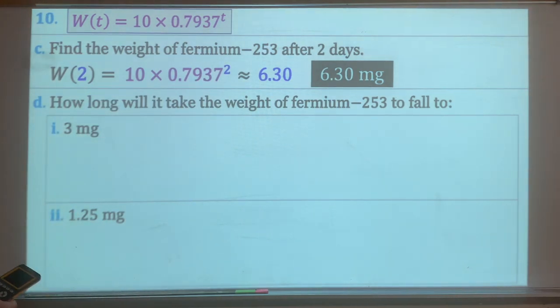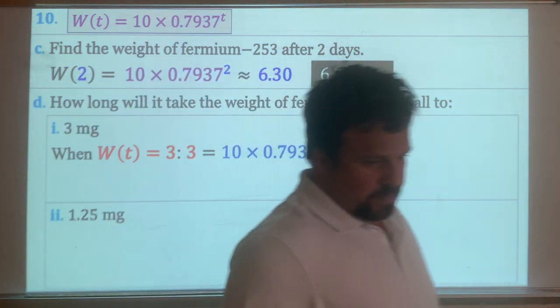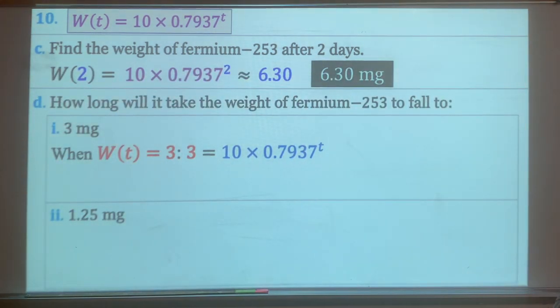All right. How long will it take the weight to fall to 3 milligrams? Yep. W of t equals 3. Therefore, 3 equals 10 times 0.7937 to the t.